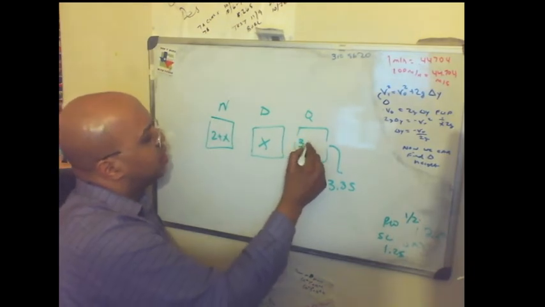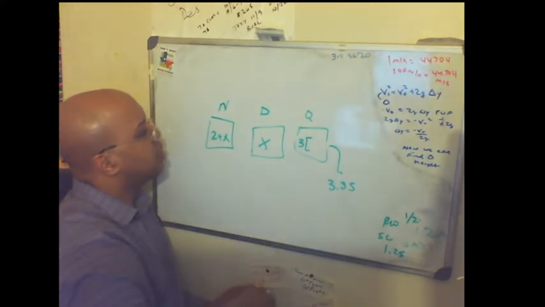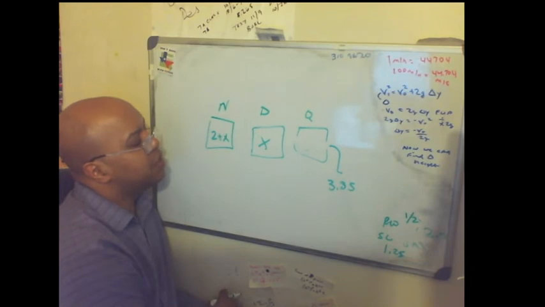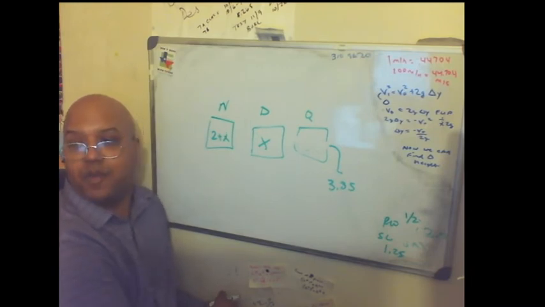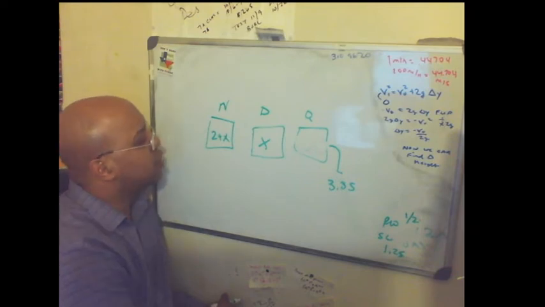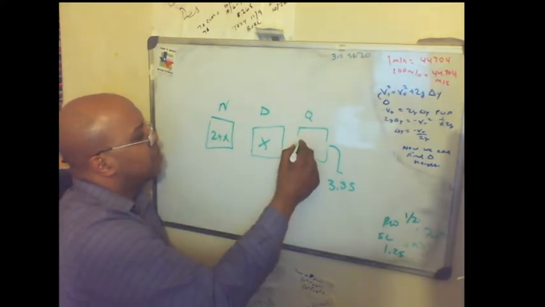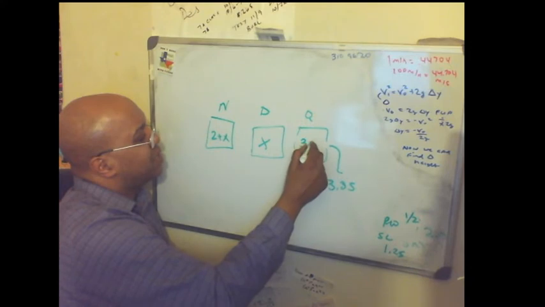3 more quarters than nickels. Alright. How would I express that? And if anybody in the room wants to help me out, you can. 2 more nickels than dimes and 3 more quarters than nickels. Alright. Will we express that 3 plus 2 plus x?